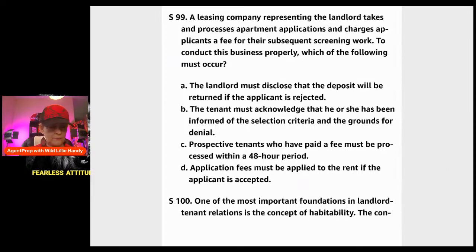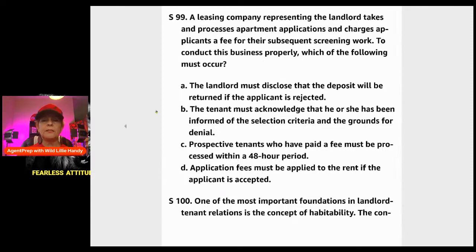All right, we have so far 99B. I'll give you another moment. Type your answer in the chat. Come on, come on. No, it's not A. Yes, the answer is B.